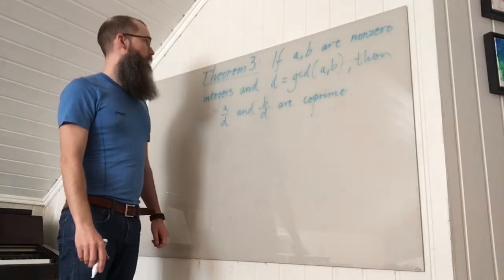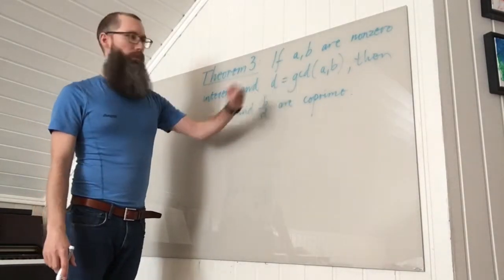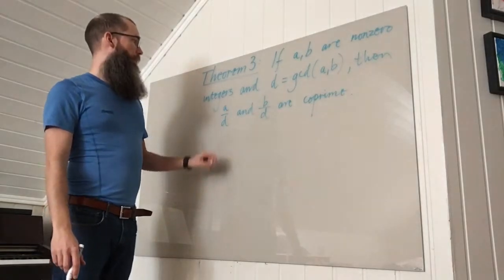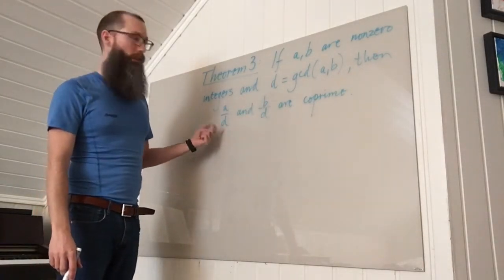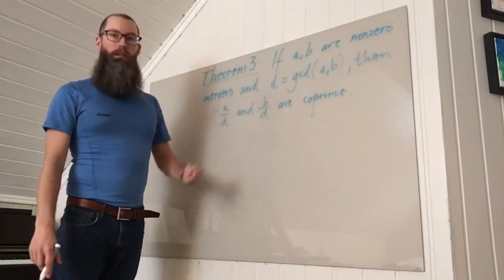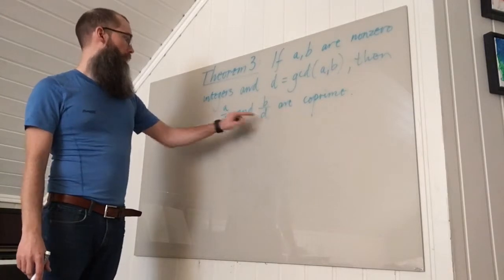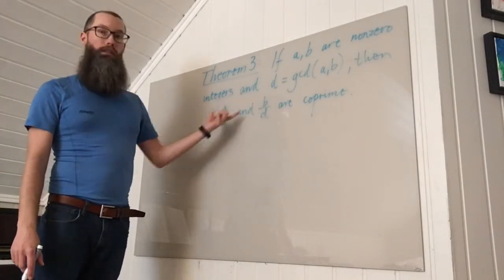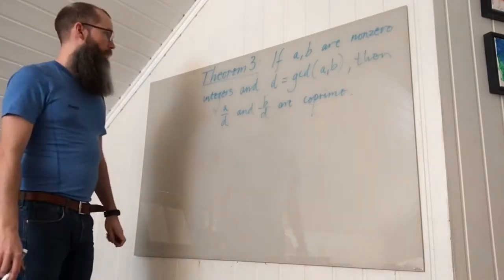The third result is that if a and b are non-zero integers and d is the greatest common divisor of the two, then if you divide a and b both by their greatest common divisor, then the two results are coprime numbers. They are integers because d is a divisor of both a and b, so these are integer numbers. But they are also coprime. So why is that true?